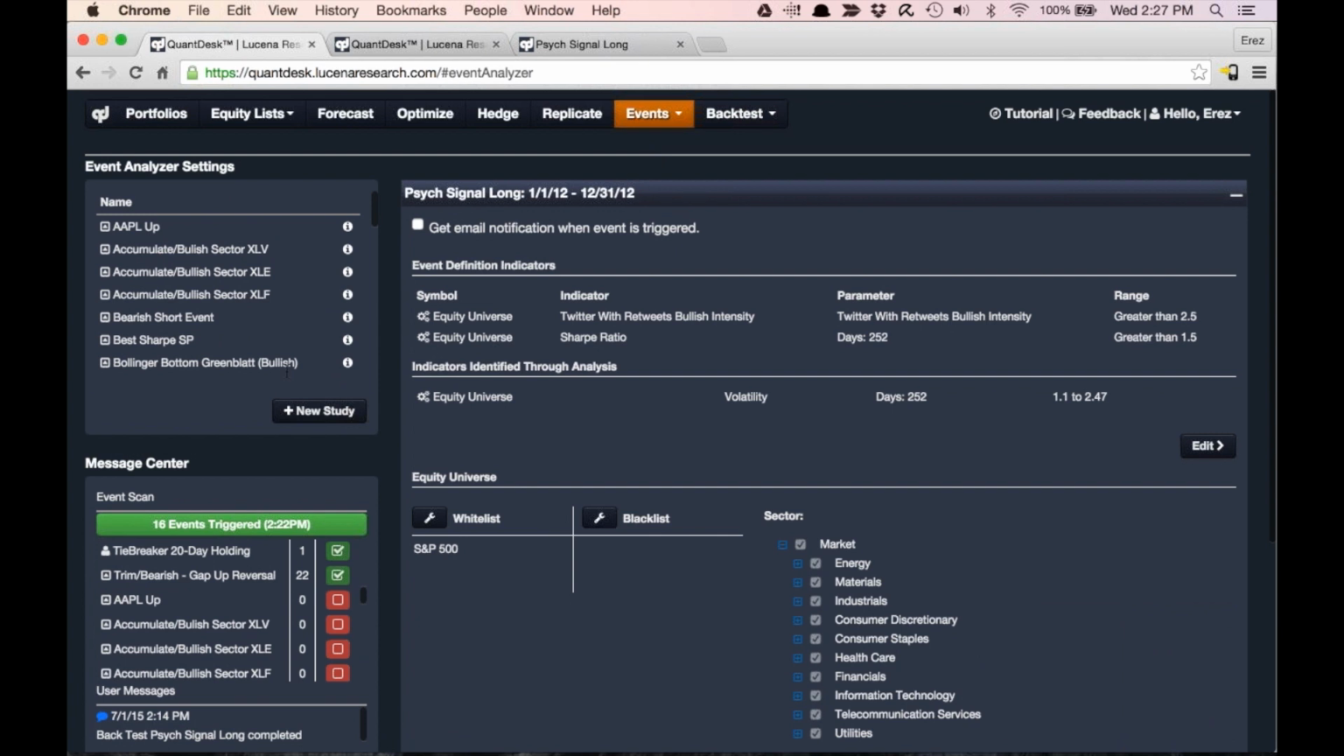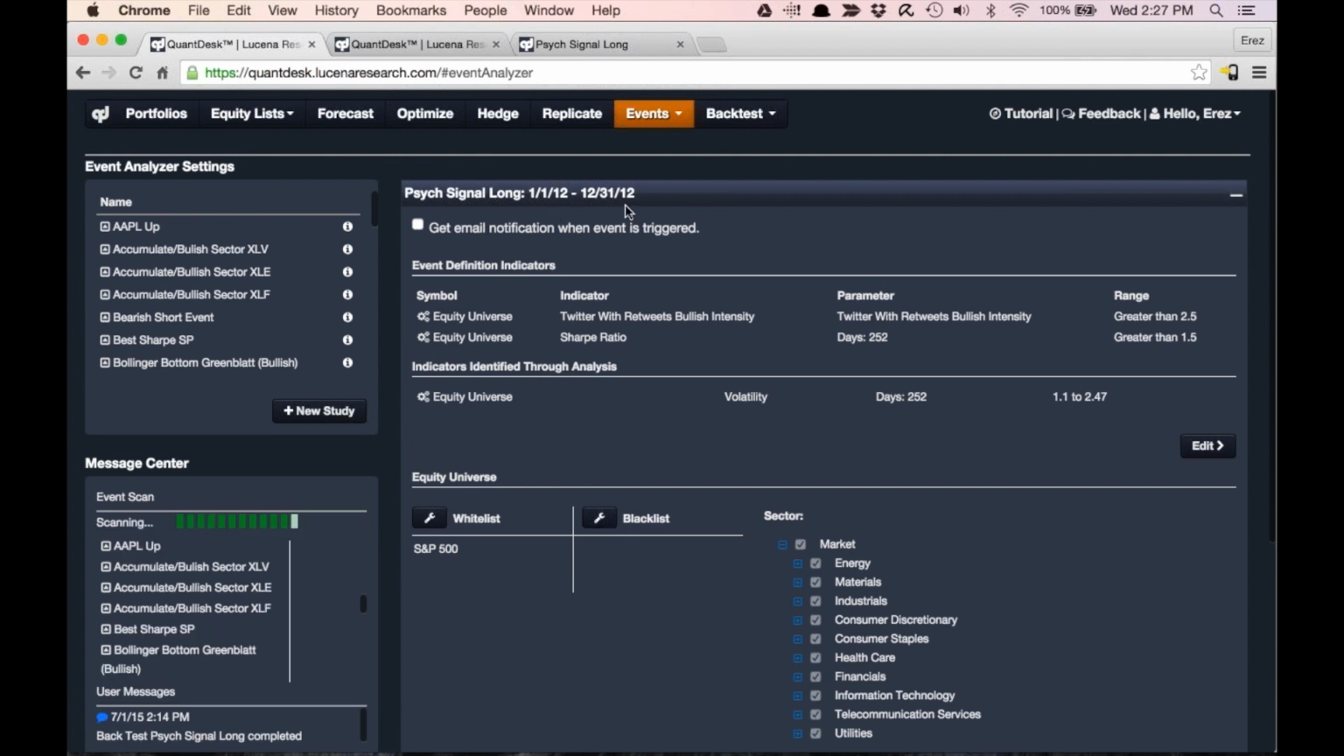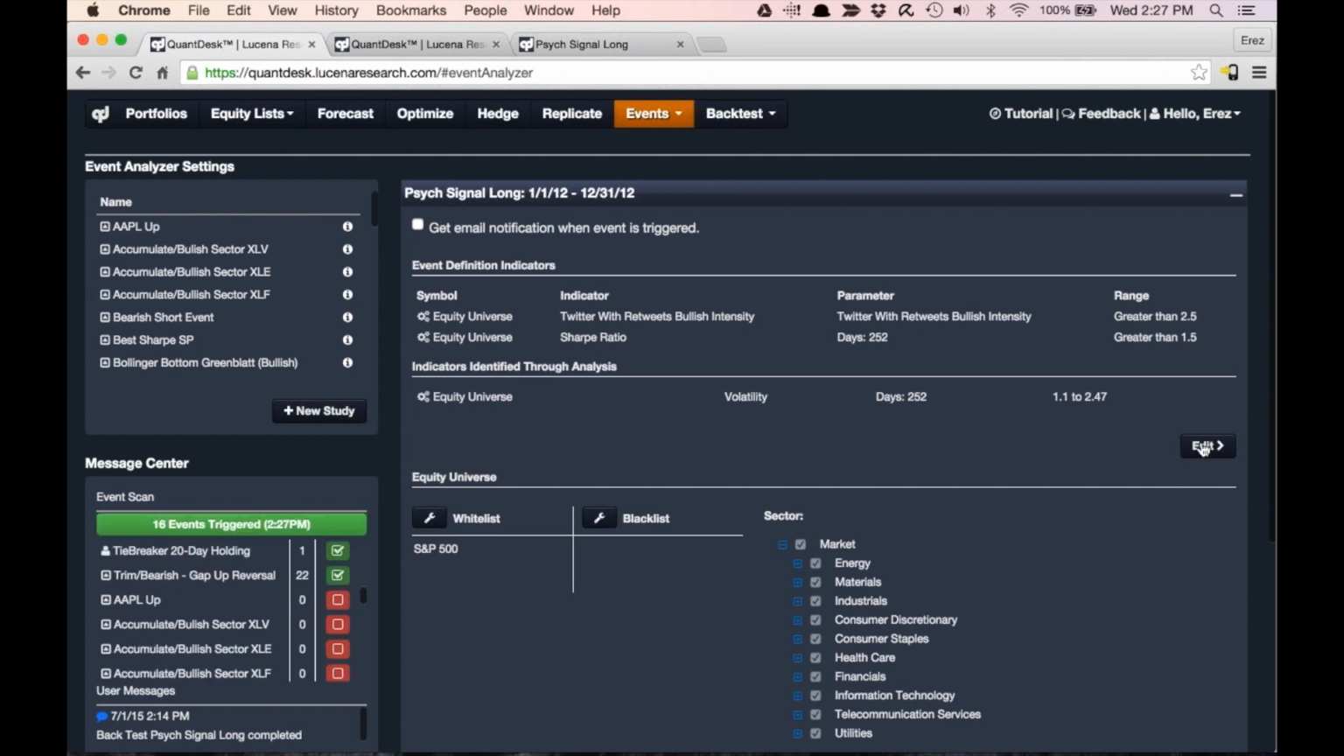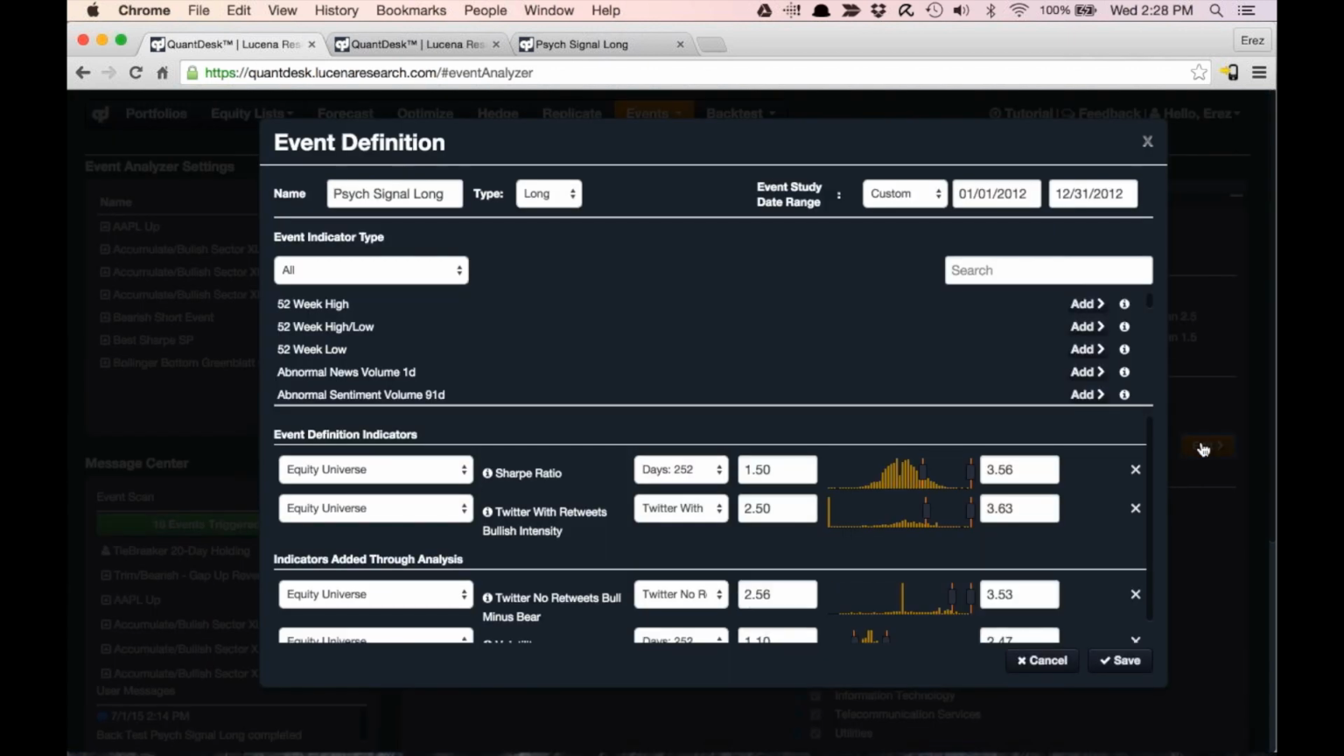So one of our modules, as I said before, is the event analyzer. I'm going to go quickly and analyze an event that is constructed through PsychSignal signals. You can see here that I have an event that's defined between January 1st and the end of 2012, the entire year of 2012. And in essence, what our system allows us to do is to identify meaningful conditions that historically have yielded a price action either upwards or downwards for a long or a short position in our portfolio. I can show you how it's done.